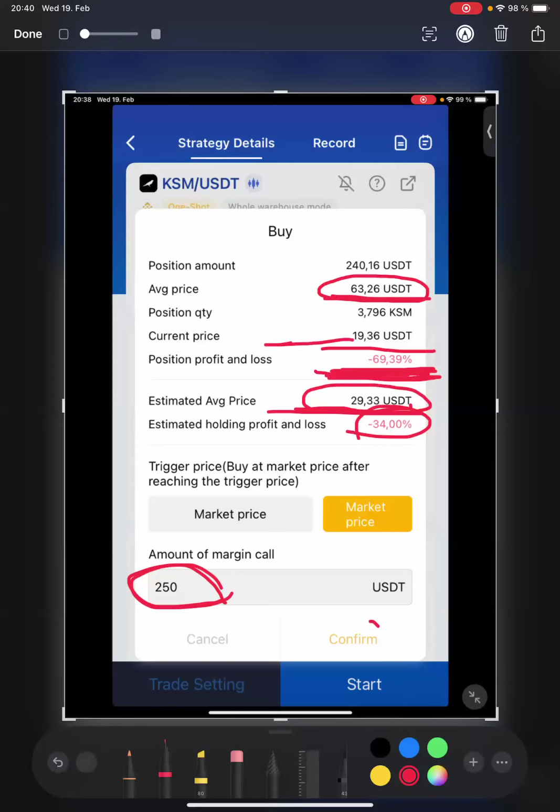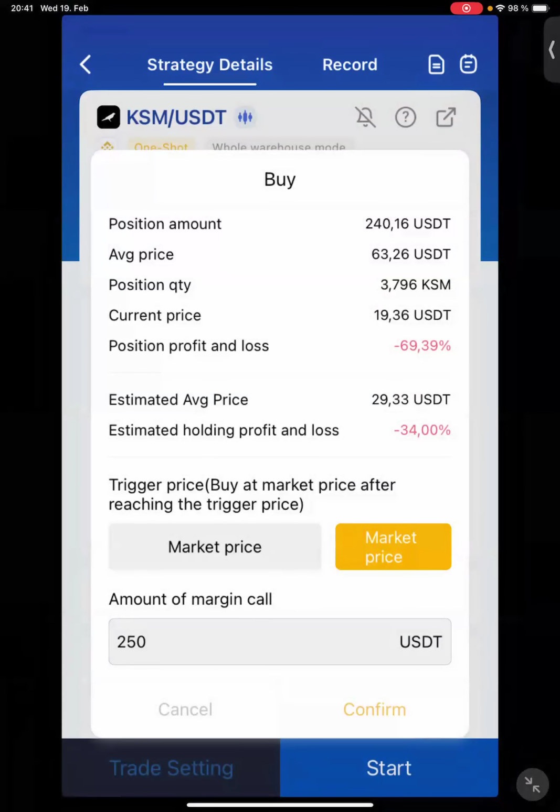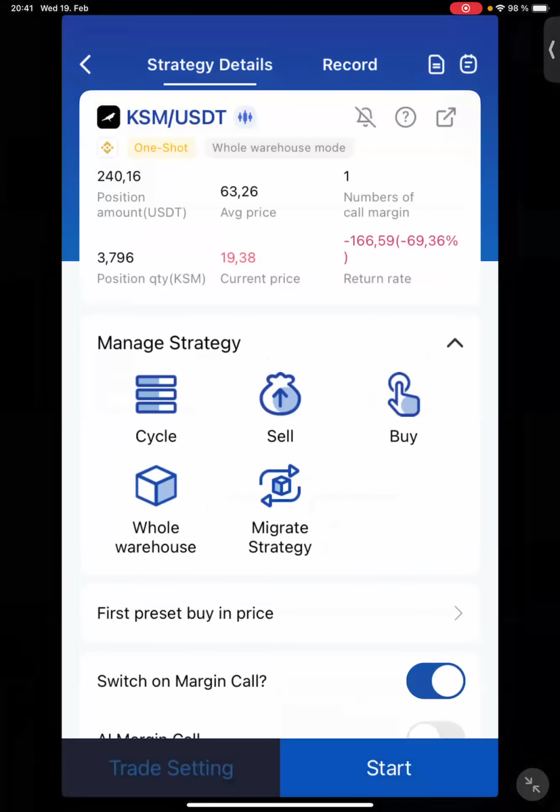Now look at the current price. The current price is 19.36. Then if my new average price will be 29, it's just 10 point something USDT difference, okay? Meaning, if I leave this coin on the new average price now, and I open like 20 or 30 margin calls, before I say Jack, this KSM is out. Maybe I should use it as a practice so that I'll do it for you guys to understand, okay?